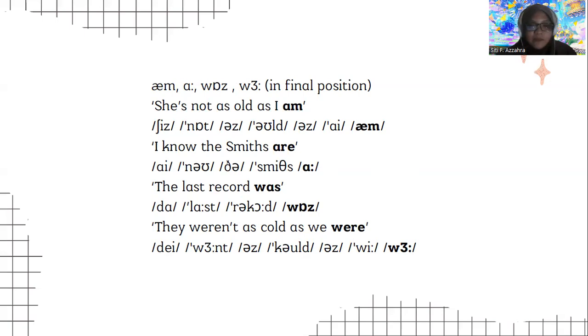And for was, if it's in final position, it will be pronounced like was. For example, the last record was. And for were, if it is in final position, it will be pronounced as were. Like the vowel is long, with the colon there. Like they weren't as cold as we were. The R is not pronounced there.